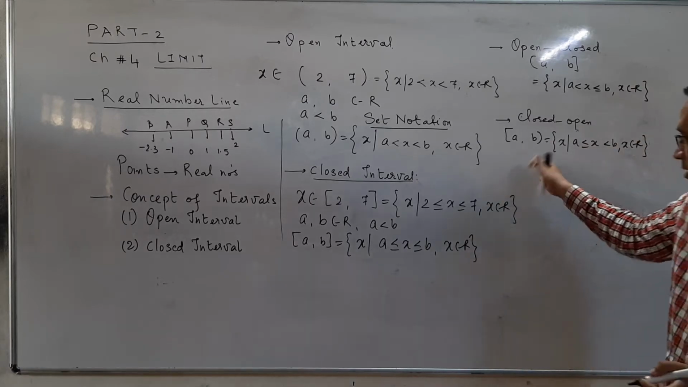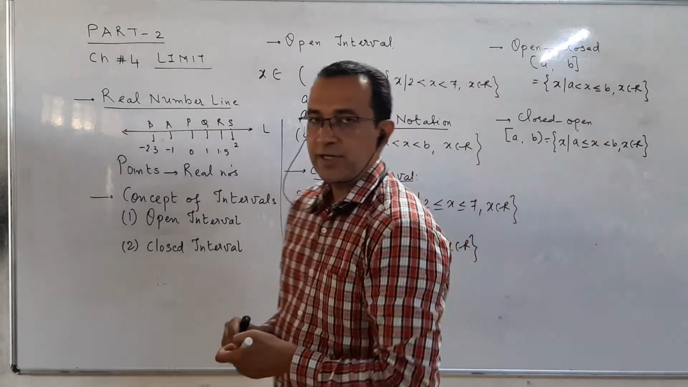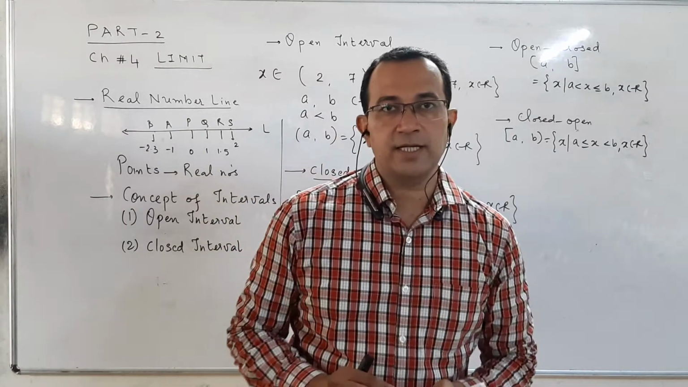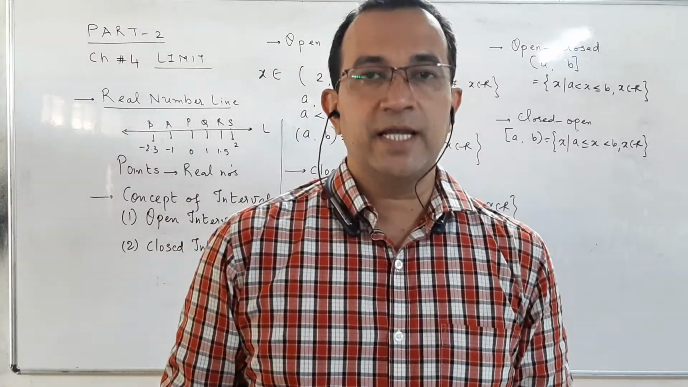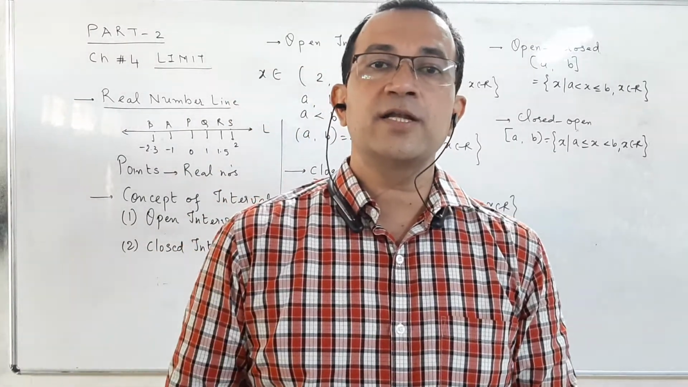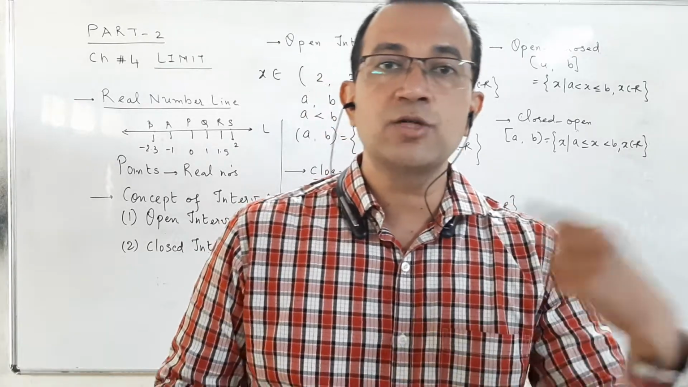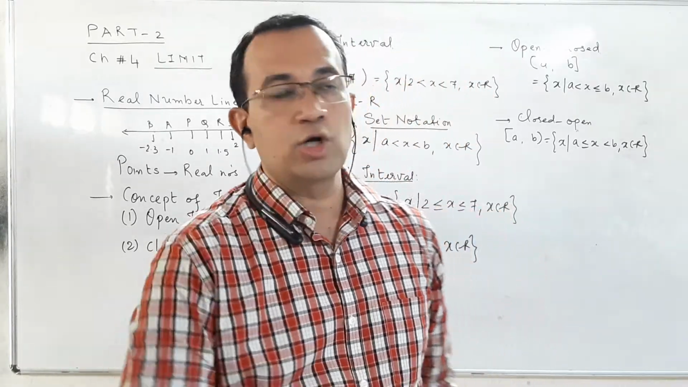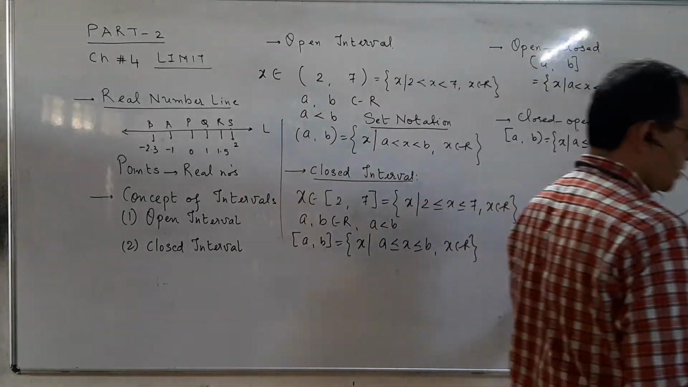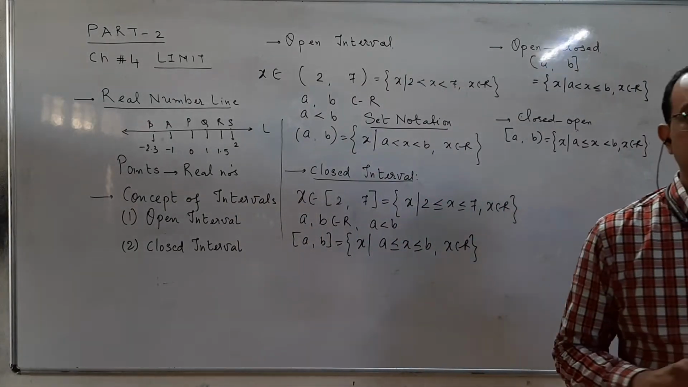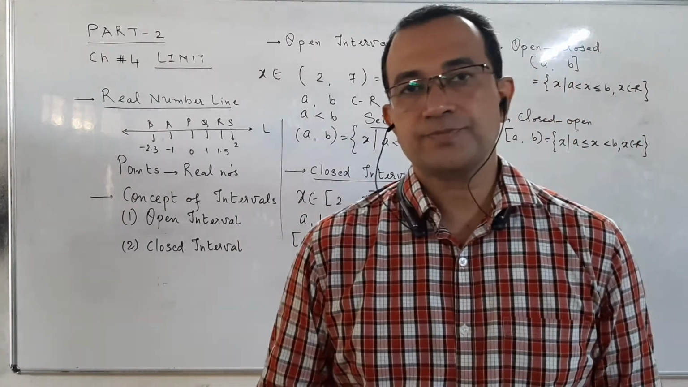Here A is included, B excluded. So for the definition, the first two lines remain the same. Let A and B be any real numbers, A < B. The set of all real numbers lying between A and B, including A but not B, is called the closed-open interval AB. And the set notation we have already written.